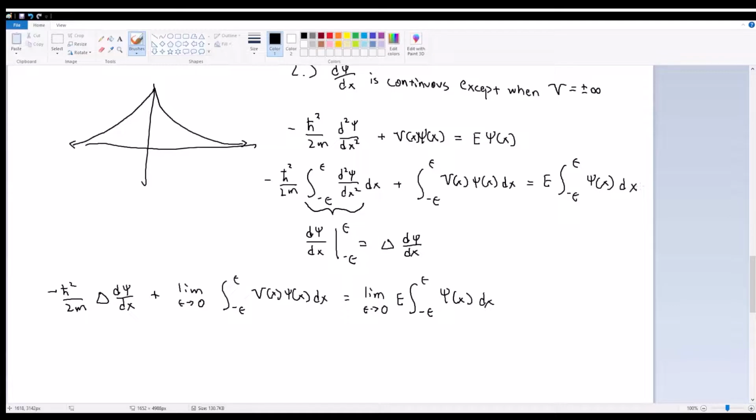And instantly, first off, this term is just 0, because as the limit of epsilon goes to 0, we have an integral of 0 to 0 of some function psi of x. And this is a well-behaved function that doesn't have any crazy properties. So instantly, this just equals 0.